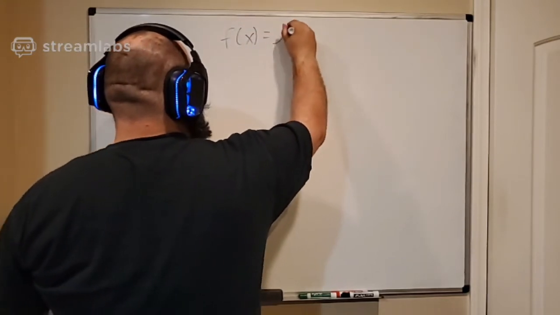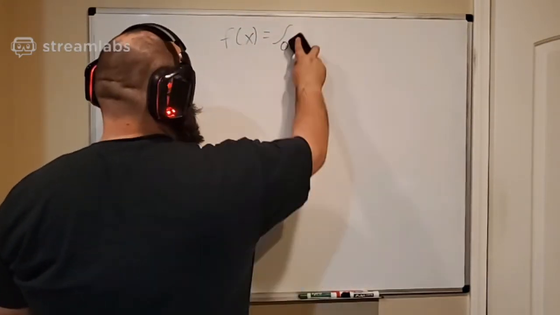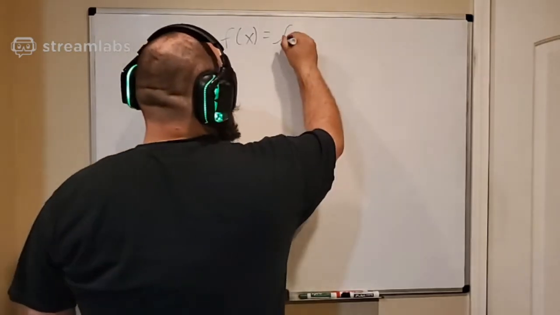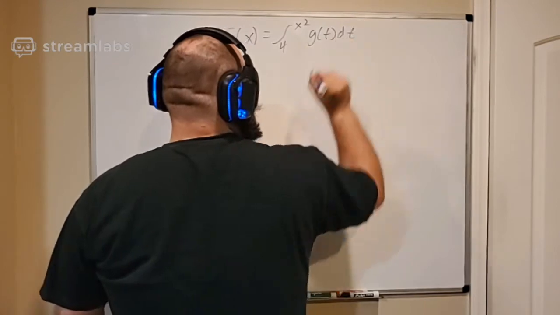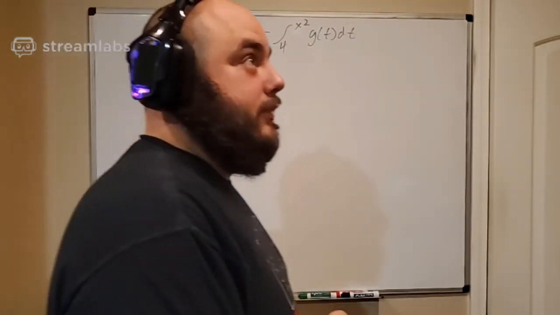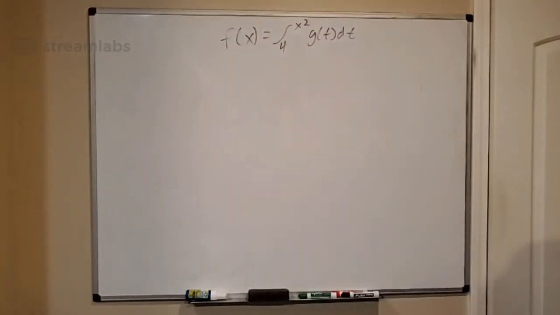So it was the integral from 4 to x squared of g of t. Why have we never used the chain rule on that before? We have, every single time. We did a problem. You guys, for some reason, all think that this is the most difficult.